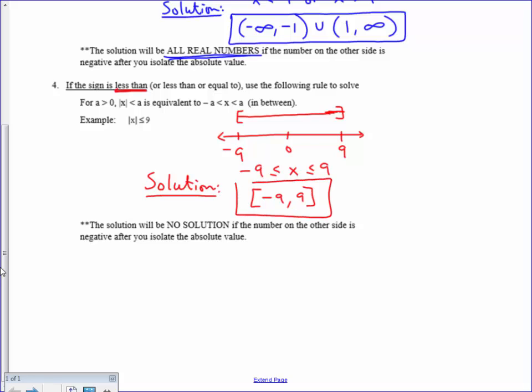Make a note here that the solution is going to be no solution if the number on the other side is negative after you isolate the absolute value. By definition, absolute value must be a positive number, so it would be impossible for the absolute value of a number to be less than a negative number.